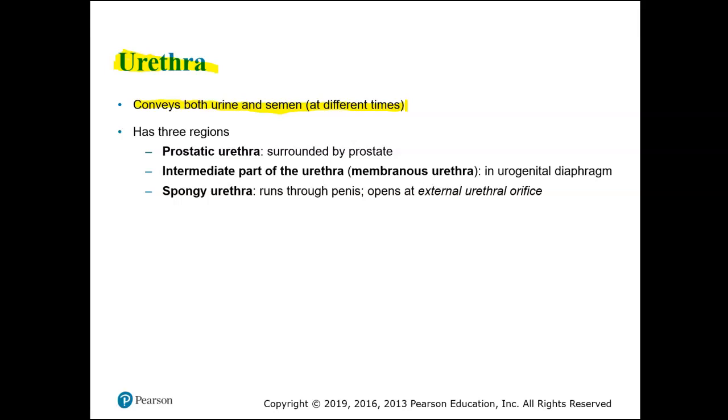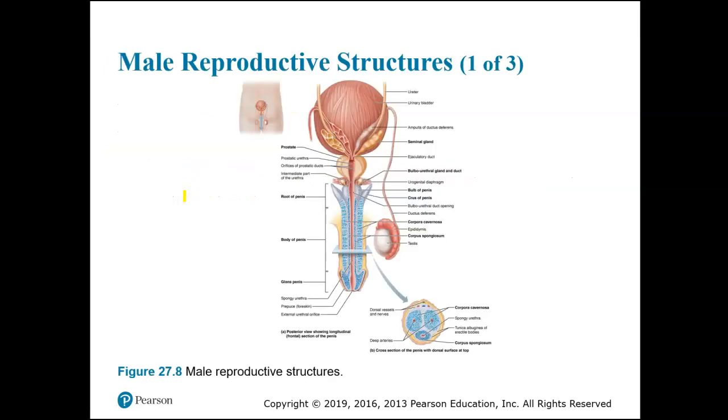There are 3 regions of the male urethra. There's the region that's surrounded by the prostate gland. It's called the prostatic urethra. That's like the beginning portion of the urethra. Then there's the membranous urethra, and then there is the spongy urethra. So it goes prostatic, membranous, and spongy.